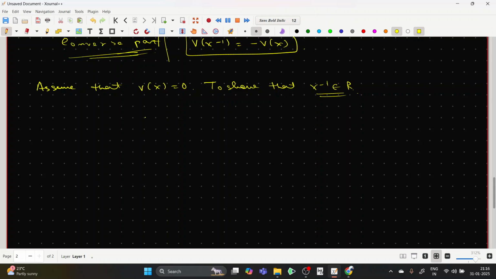Okay. Now what is the valuation of x inverse? We know that it's minus Vx, but Vx is 0, so it's 0. So it's non-negative. So v of x inverse is greater than or equal to 0 by definition, which implies x inverse is in R. So this was very easy. Okay, fine. x inverse also is in K cross. That's quite trivial, there's nothing complicated about this. Fine enough.